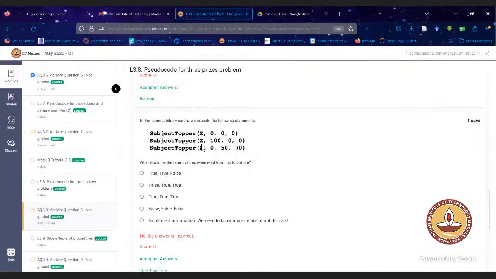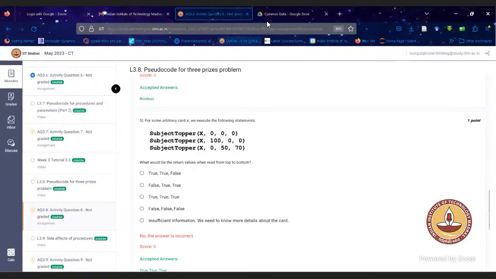So the card may have 0 marks or less, or greater than 0 marks, right? That is why the option true, true, true in all three scenarios will come, because any one of the conditions will become true. Does that answer your question?